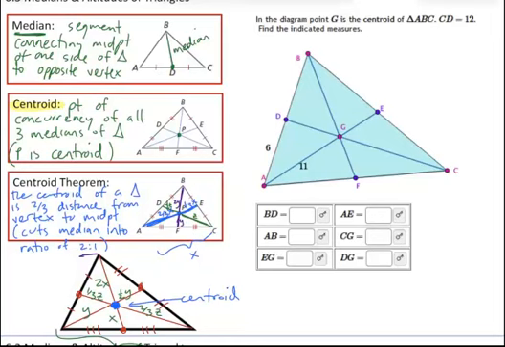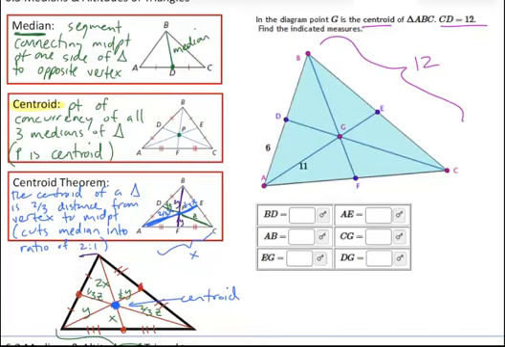All right, so I'm gonna talk through and show how you can take the information given and then apply these three relationships, but they're all built on that ratio of 2 to 1. All right, so we know it's a centroid here, and we're told that CD is 12. So if we know that this whole length C to D is 12.